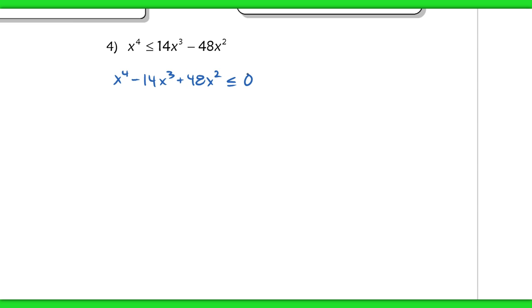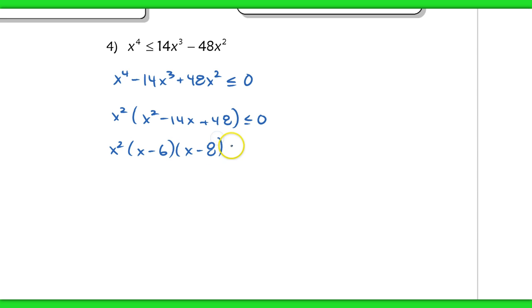Now what I'm going to do is try to factor this. So I'm going to pull out a GCF of x squared. I have x squared times x squared minus 14x plus 48, that's less than or equal to 0. At this point now what I'm going to do is try to factor even further. If I can't factor, then I would use the quadratic formula. Okay, so this is factorable, so I'm going to get x minus 6 and x minus 8 here for that quadratic on the inside, is less than or equal to 0.